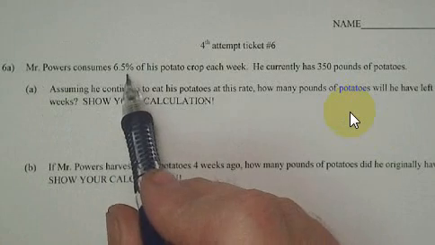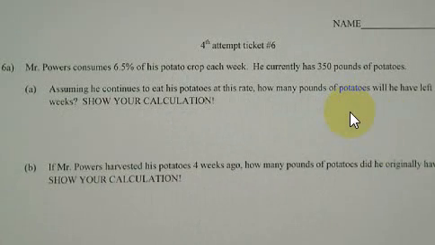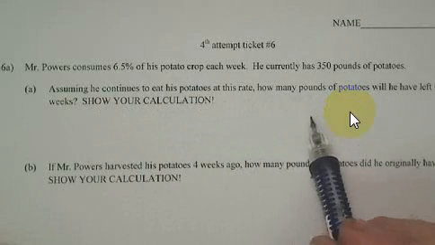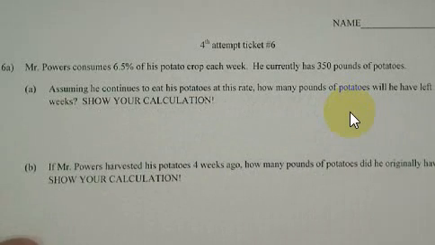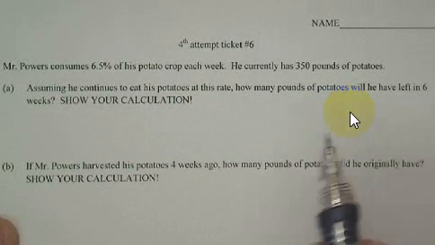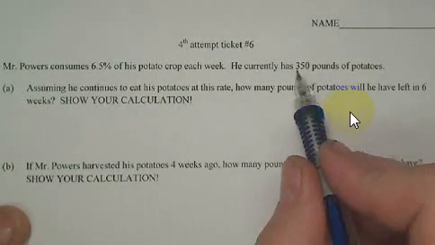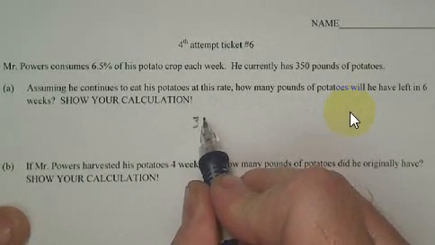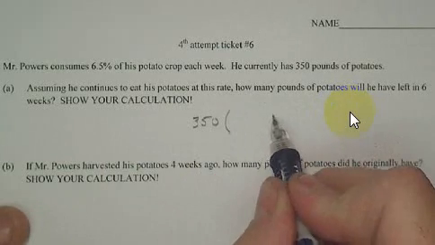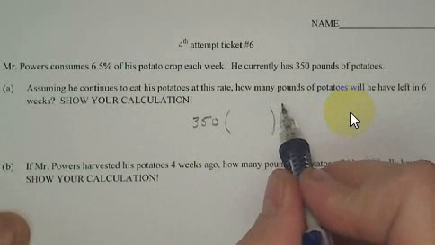Let's see, we got Mr. Powers consumes 6.5% of his potato crop each week. He currently has 350 pounds of potatoes. Assuming he continues to eat his potatoes at this rate, how many pounds of potatoes will he have left in 6 weeks? So, as an exponential equation, we always start with our initial value. Our initial value here is 350 pounds, and that's going to go out in front of our equation. Inside the parentheses, we're going to put our multiplier, and then our exponent here is going to be the time.